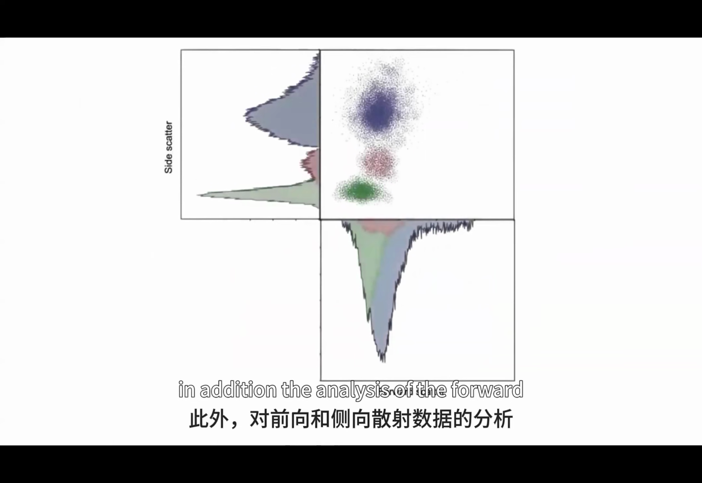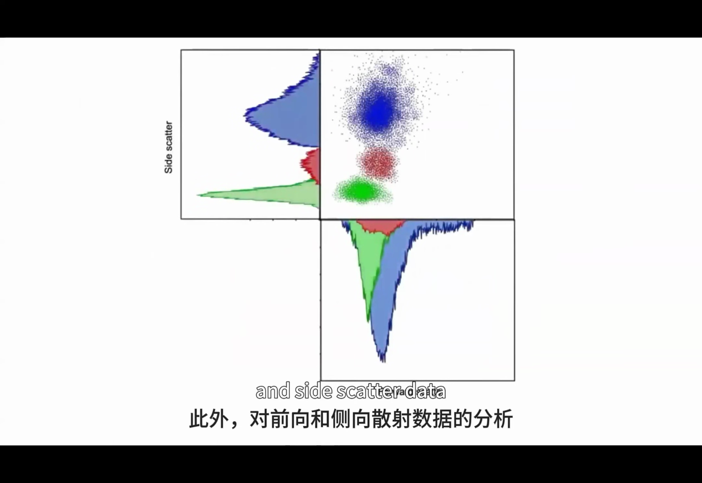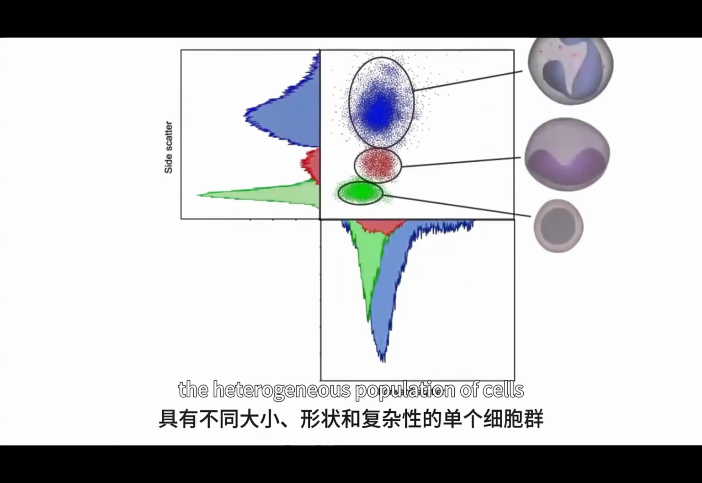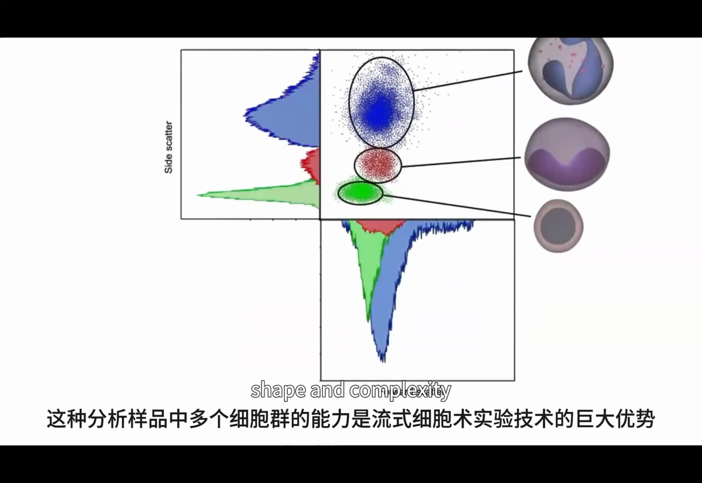In addition, the analysis of the forward and side scatter data can allow the researcher to divide the heterogeneous population of cells into individual populations with varying size, shape, and complexity. This capability of analyzing multiple populations within a sample is the immense strength of the flow cytometry experimental technique.